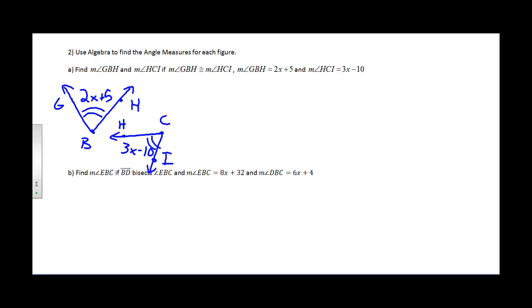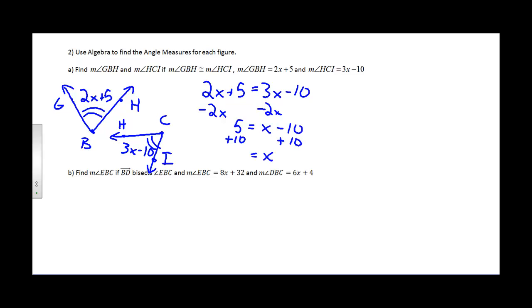Now that I have my angles, them being congruent means they have the same measure. So if they have the same measure, I can set them equal to each other. If they're equal to each other, I just have an algebra equation now to solve. So I'll solve an algebra equation by subtracting my 2x from both sides. Then I'm going to add 10 to solve for x.